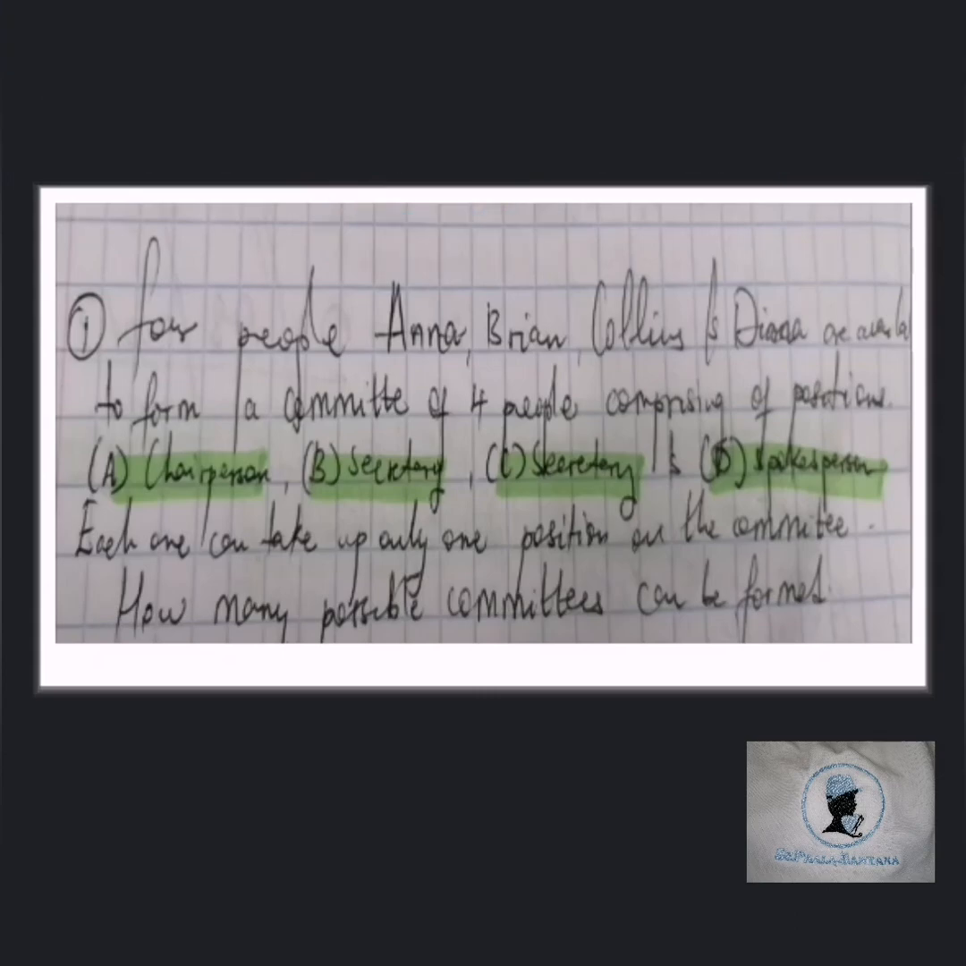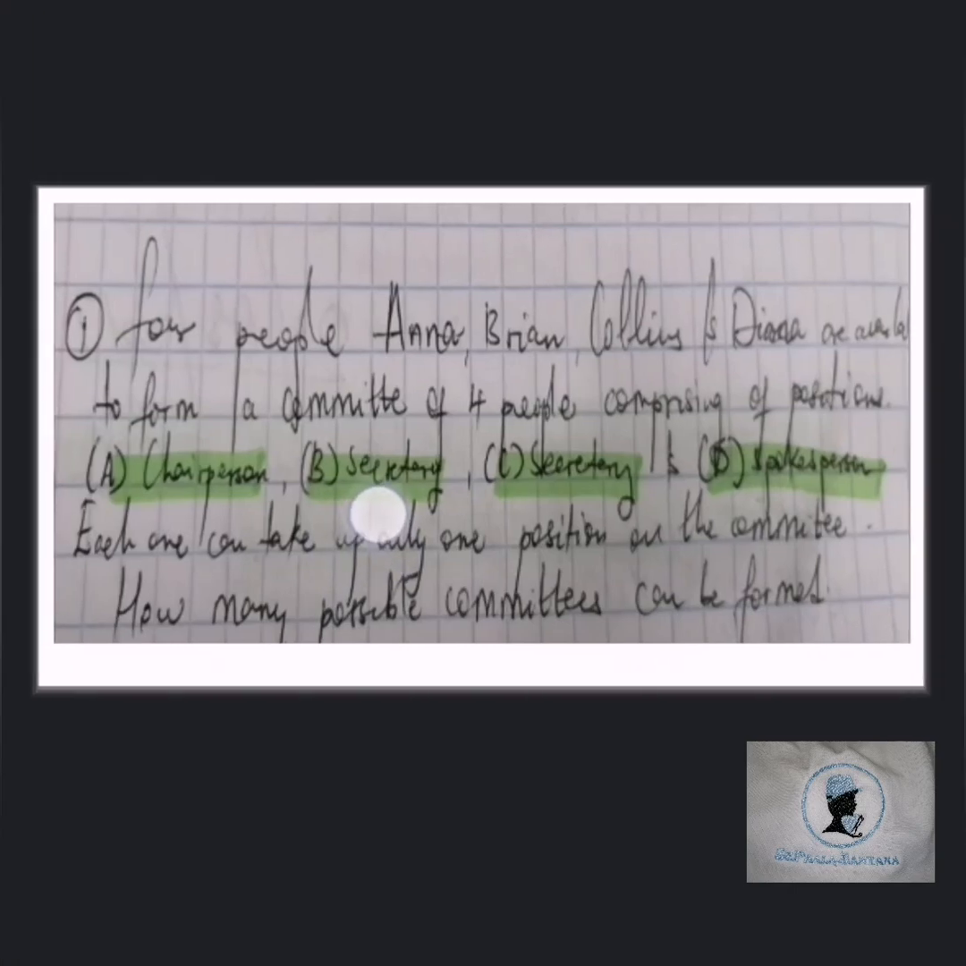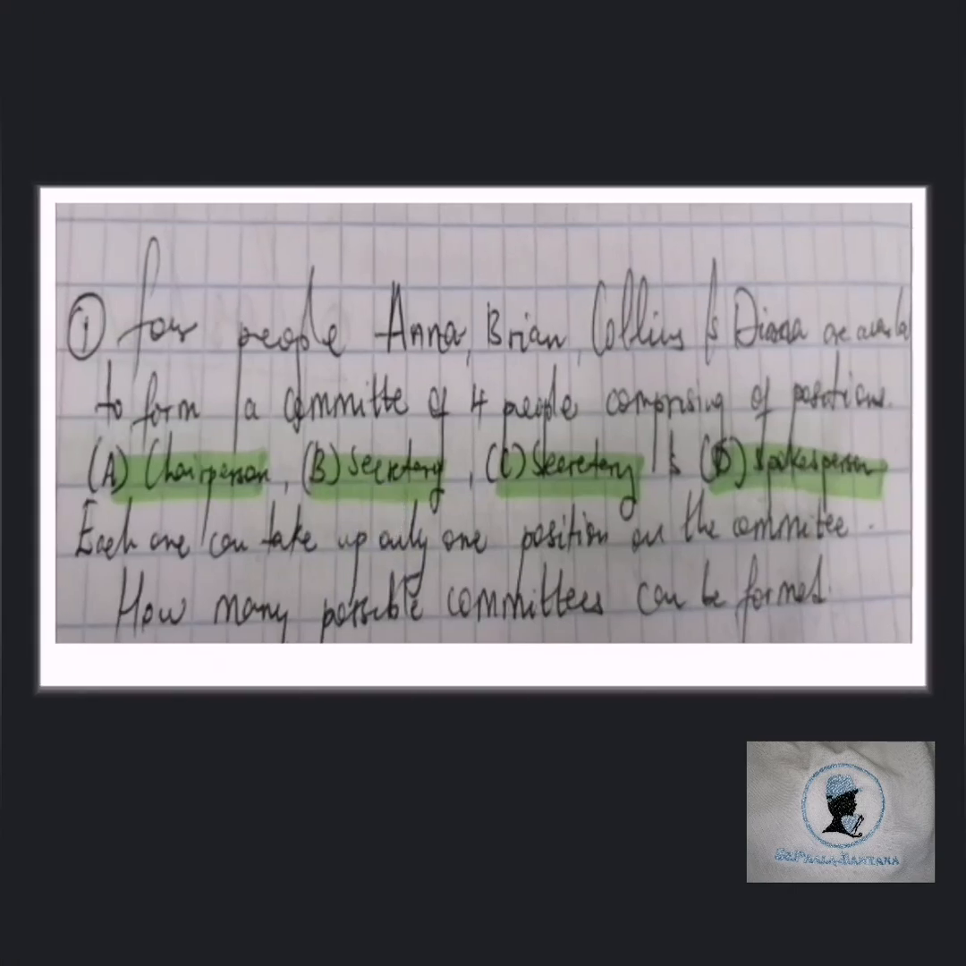It says 4 people, Anna, Brian, Collins, and Diana, are available to form a committee of 4 people comprising the positions of chairperson, secretary, treasurer, and spokesperson. Each one can take up only one position on the committee. How many possible committees can be formed? The condition that says each one can take up only one position on the committee is very important. That's the only condition that we have to meet.